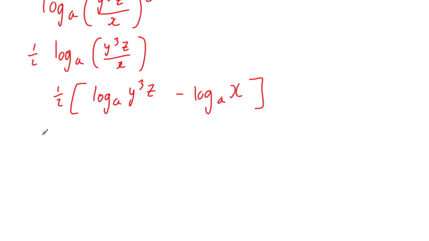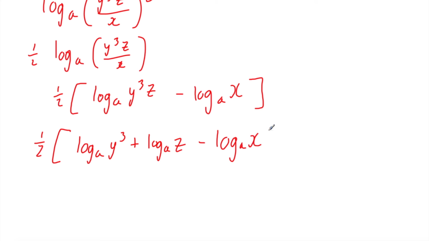Okay, so I'm just going to keep the half outside here, so a half, and then I'm going to put our brackets, and let's split this up. So we'd have log to base a, and then we were multiplying these together, so we'd have log to base a of y cubed plus log to base a of z, just splitting that up because we've got y cubed times z, so we can split up those logarithms. Subtract log to base a of x, close brackets. Okay, we're nearly there. We've got the log to base a of z and the log to base a of x. We just need to sort out this log to base a of y cubed.